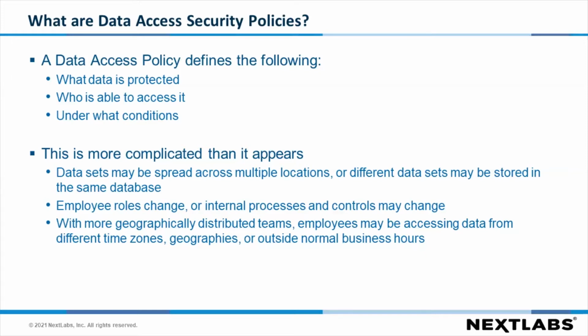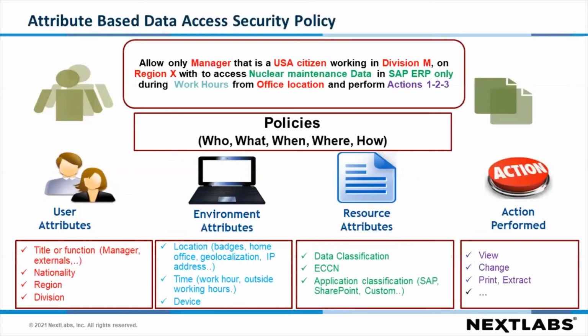As an example of how, at least within NextLab's products, you can define an attribute-based data access security policy, here's an example where we're combining attributes from multiple sources. We're combining attributes of the users that are accessing it, the environment that they're accessing the data in, the attributes of the data itself, such as how it's classified and the ECCN number, and also the application that's being accessed. And then finally, as part of the policy, what you can do with that data.